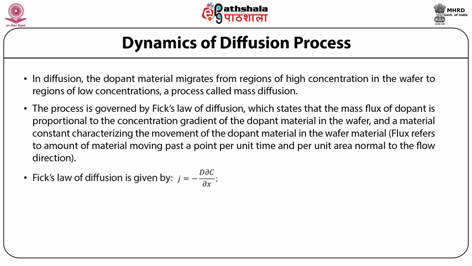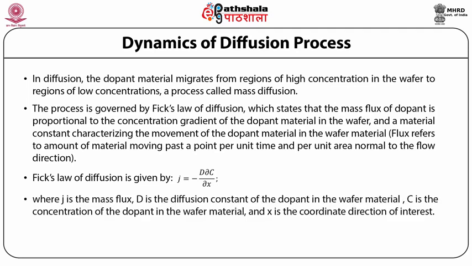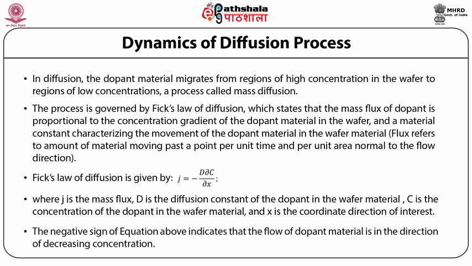So Fick's law of diffusion is given by J equal to minus D ∂C/∂x, where J is the mass flux, D is the diffusion constant of the dopant in the wafer material, C is the concentration of the dopant in the wafer material, and x is the coordinate direction of interest. Here the negative sign indicates that the flow of the dopant material is in the direction of decreasing concentration.